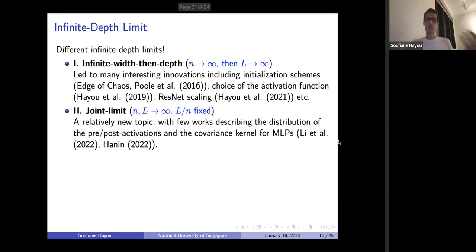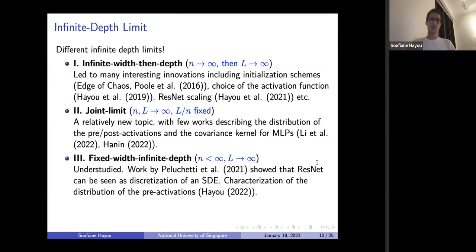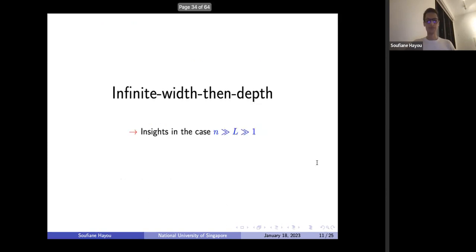Then there is the joint limit. This is also an interesting limit, and a relatively new topic, where you fix the ratio of depth to width and take them both to infinity at the same time, and see what happens in that case. The third one is fixed width, infinite depth. Here the width is fixed, and then you take the depth to infinity. So these are three different notions of infinite depth. In this talk, I will talk mainly about the first one, infinite width then depth, and get some insights from that limit, and then talk briefly about the third one. So let's start with the first one: infinite width then depth.